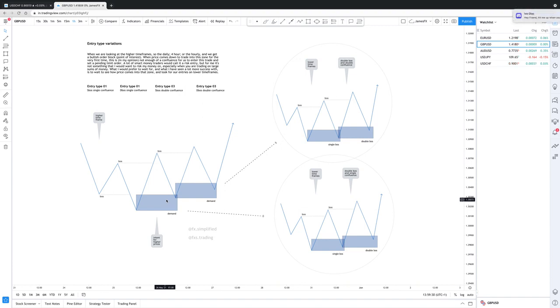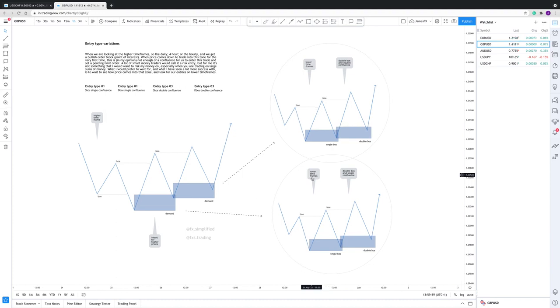If we get into the different types of entries, you can see once we broke structure here, we have this as our first demand level. So we're looking for longs within this demand level here. Now this on a lower time frame would look something like this. So this is going to be our lower time frame. For me, I execute trades on a 1-minute time frame, and sometimes I go down to the 30-second, but we're going to stick to the 1 minute.